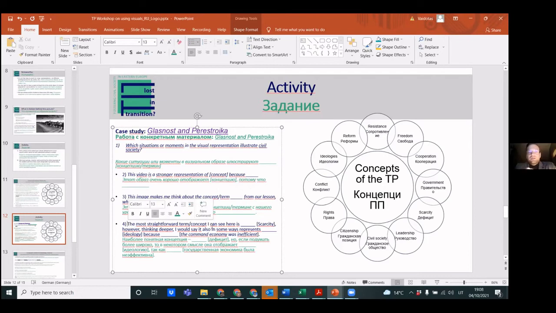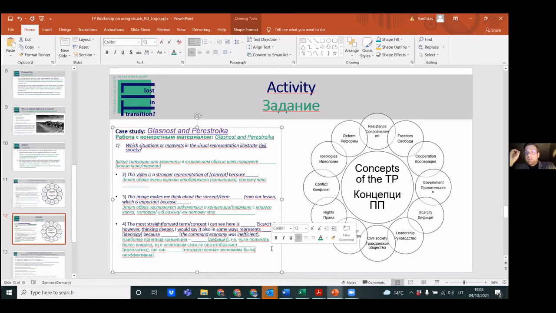The most straightforward concept I can see here is, for example, scarcity. However, thinking deeper, I would say it also in some ways represents ideology, right? So you could insert your own concepts from right here because the command economy was inefficient. So this one is advanced, a harder one. And what I want you to do after watching this video is try together to insert concepts into those prompts and say, why do you think so?